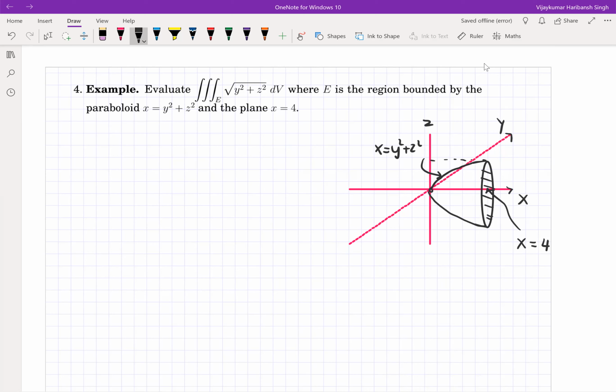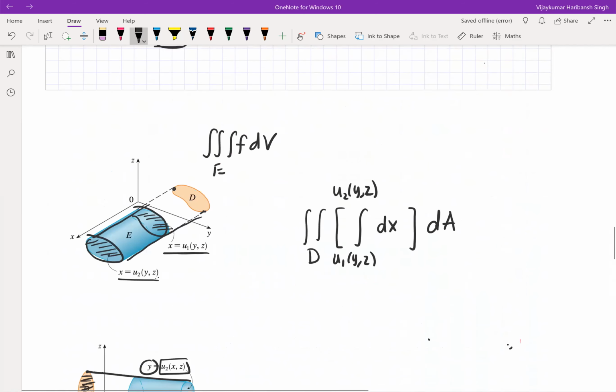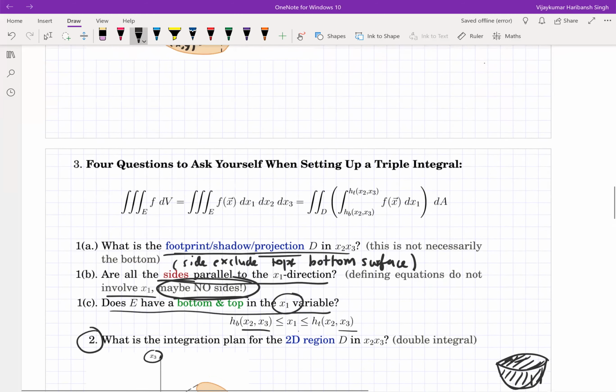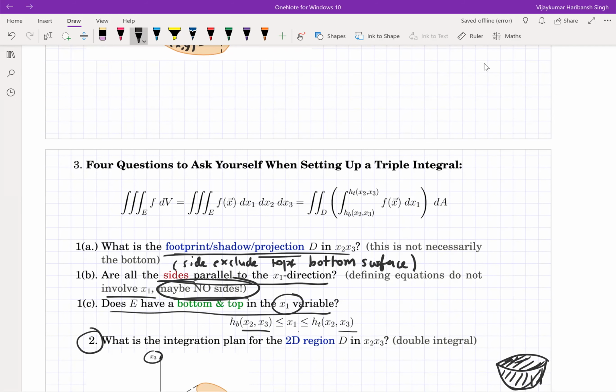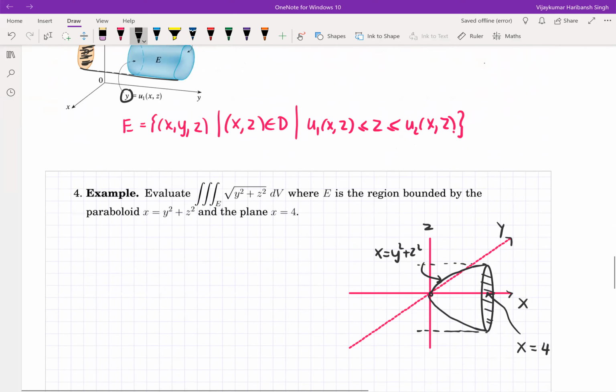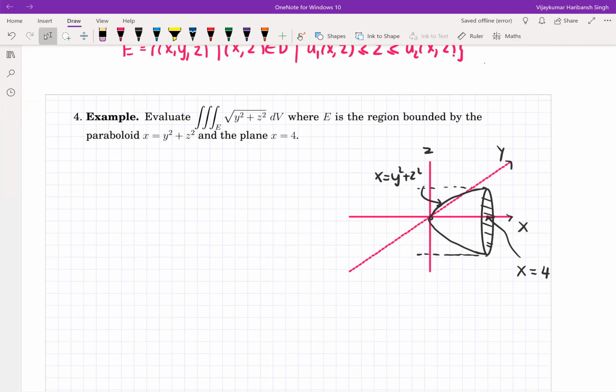And so again, let's follow our steps. So what do we need? First of all, we need the shadow, or projection, in x2, x3. Before that, we decided already what we're going to do first. So this is x first, right? Why is that? Because x is greater than or equal to y squared plus z squared, and this is less than or equal to 4.